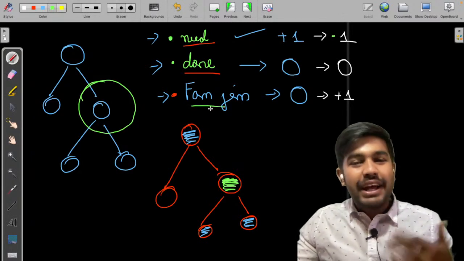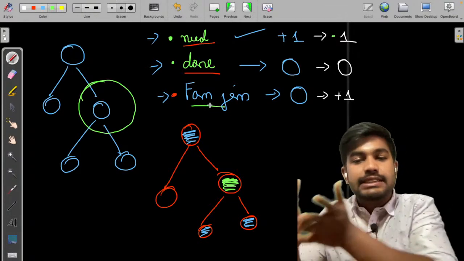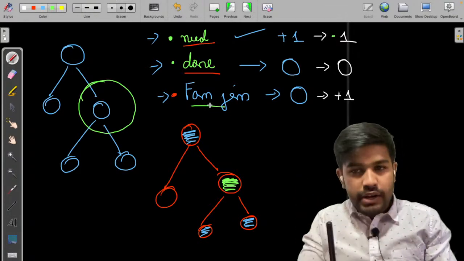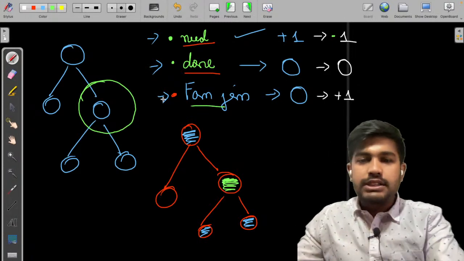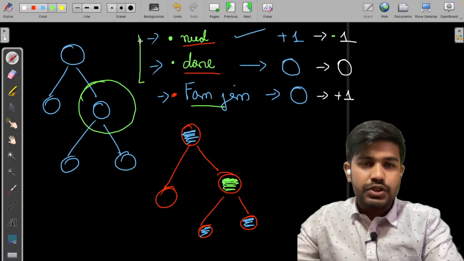So FAMJAM, it means that I have taken the vaccine and I have the potential to vaccinate someone else. Okay, so one more 0. So let's quickly write it. Okay, so this is the basic solution.